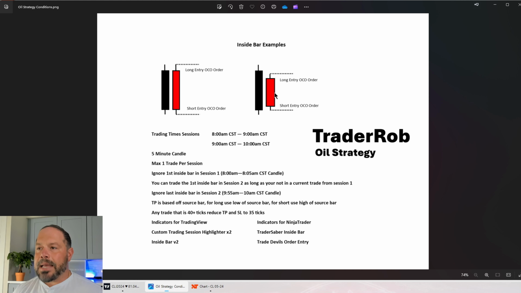Another and more common example of an inside bar is obviously a candle that fits within the previous candle, with a higher low and a lower high than the previous candle. Both of these are inside bars. Now, if this bar was one tick higher than the previous, that is not what we're looking for.